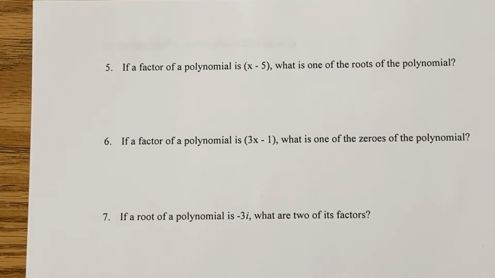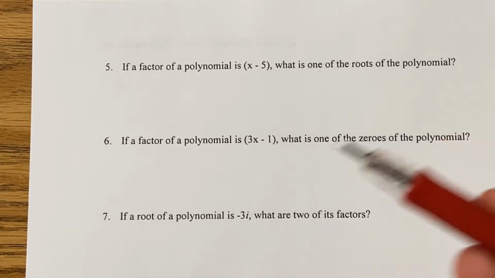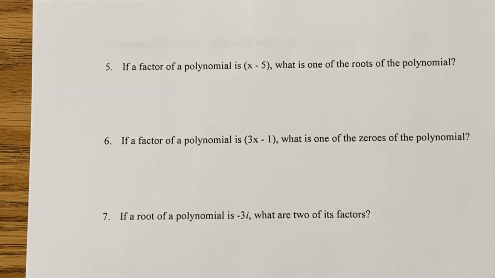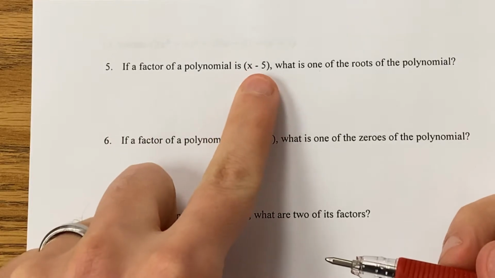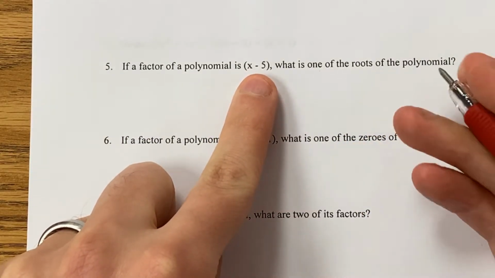This is the second page of the review guide we are doing. Luckily, this page is actually going to go pretty quick. These are mostly you know it or you don't kind of questions. So let's get started. It says, if a factor of a polynomial is x minus 5, what is one of the roots of the polynomial?